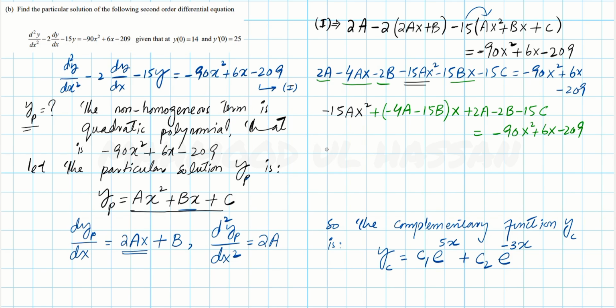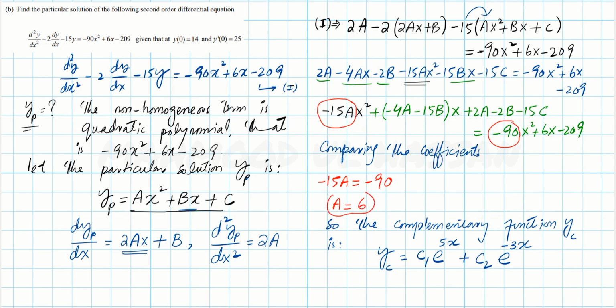Okay, now comparing the coefficients. You can see the coefficient of x squared on the left is negative 15a, and on the right the coefficient of x squared is negative 90, so they must be equal. So negative 15a is equal to negative 90. Now divide each side by negative 15, so you will get the value of a, and that is 6. Okay, so this is the value of a.